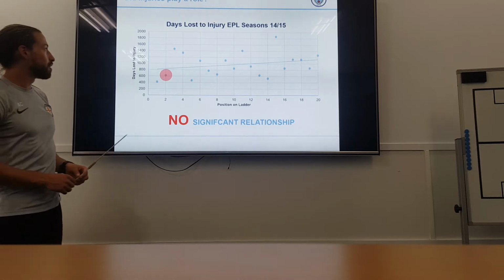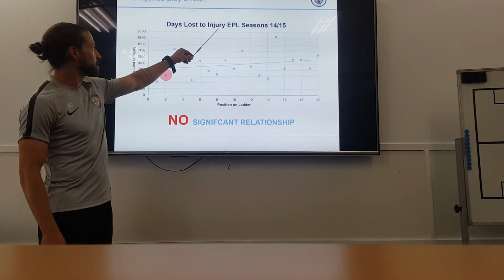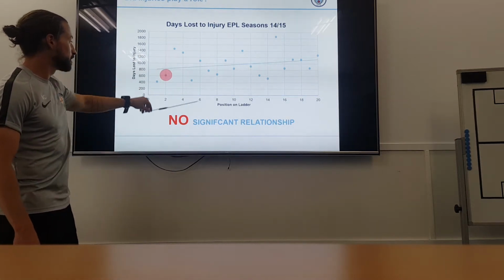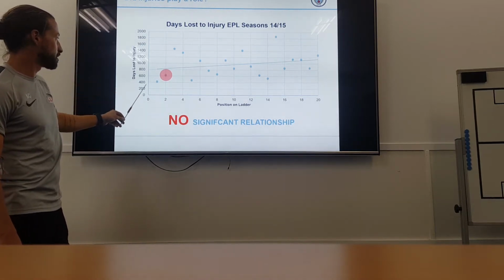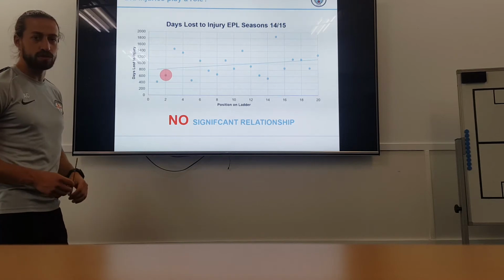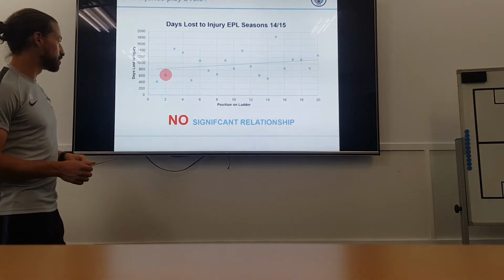So did injuries play a role? This is just days lost to injuries in the EPL season 14-15 and the position on the ladder. You can see here we're in red, finishing second. There's clearly not a significant relationship between the amount of injuries and your position on the ladder.